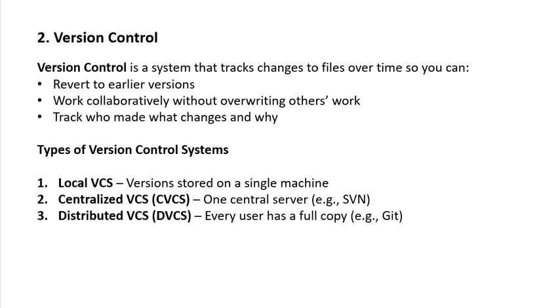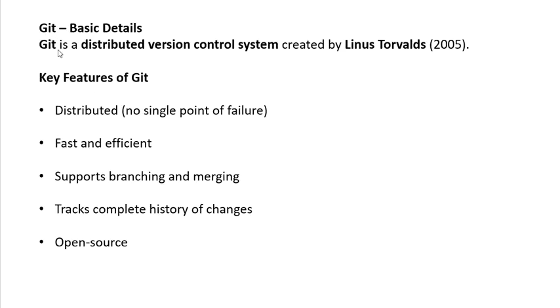Let's check in detail. Git is a distributed version control system created by the Linux kernel community in 2005. Key features of Git are: it is distributed, with no single point of failure; it is fast and efficient; it supports branching and merging; it tracks the complete history of changes; and it is open source.